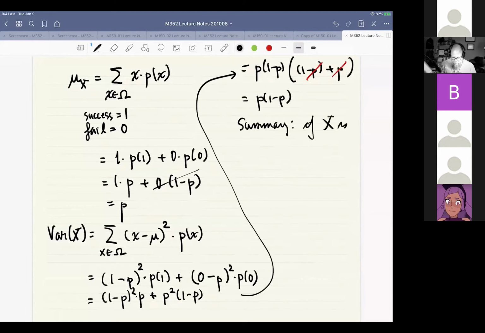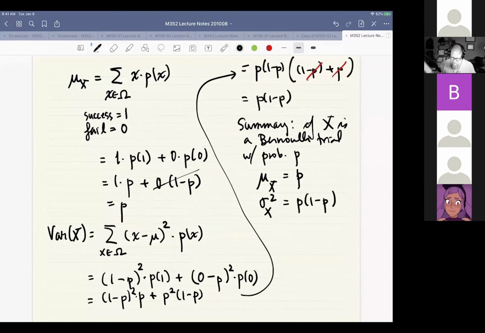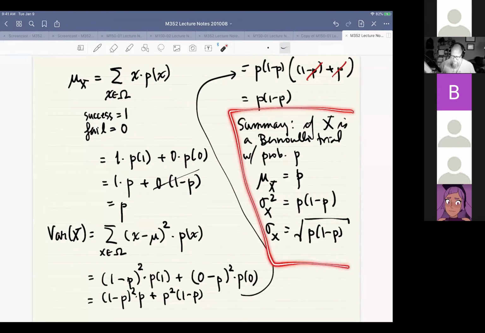So if X is a Bernoulli trial with probability P, the mean of the random variable is P, and we'll write the variance, using the Greek letter sigma squared, as P times (1 minus P). And so the standard deviation is the square root of P times (1 minus P). Okay. So this is the kind of description I want to generate for all these random variables that I'm going to tell you about today.